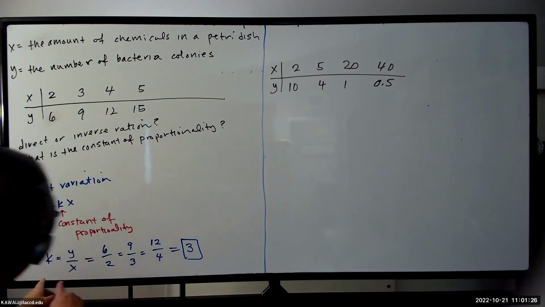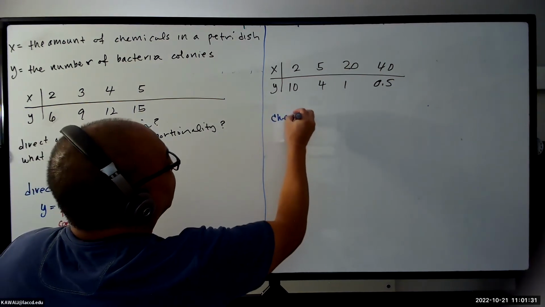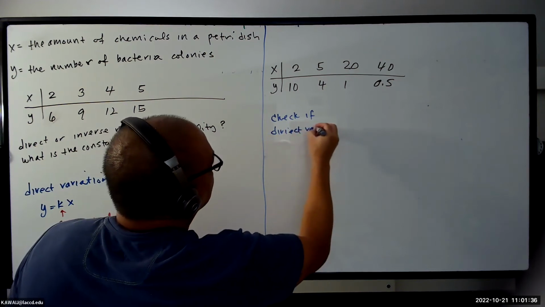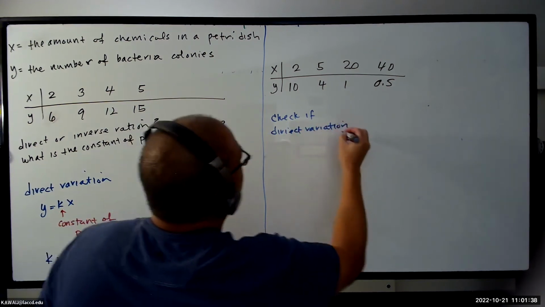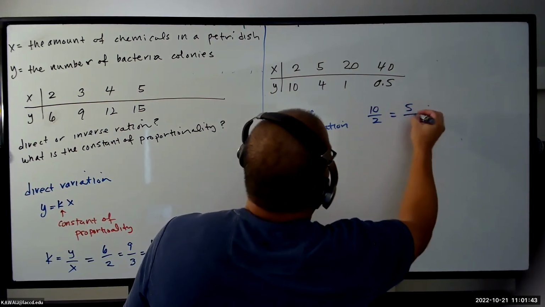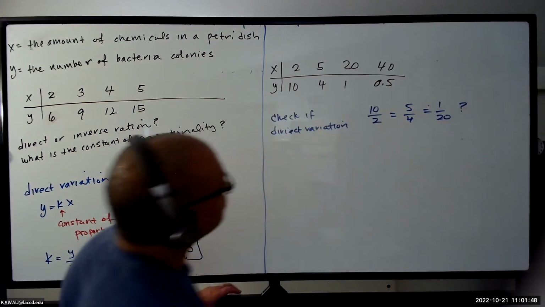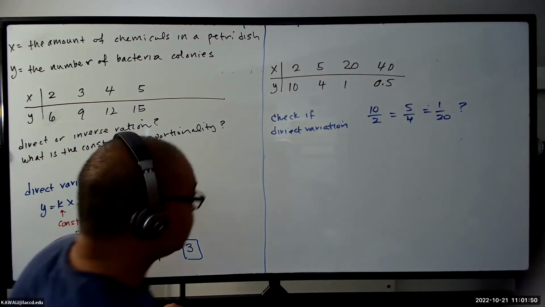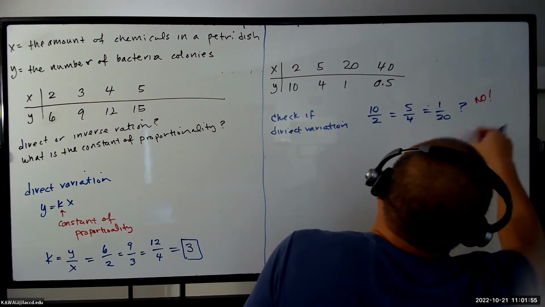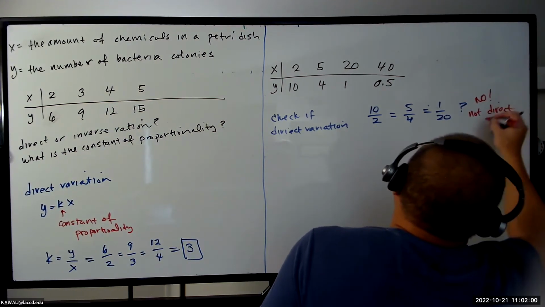Now, we could try what we did over here, right? We could check if it's a direct variation. So we can check if it's a direct variation if we go 10 divided by 2, is that equal to 5 divided by 4? Is that equal to 1 divided by 20? And the answer to all those is no. These are all not equal. This is not a direct variation.